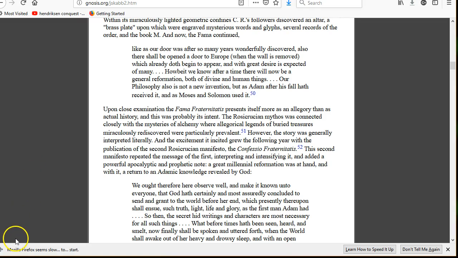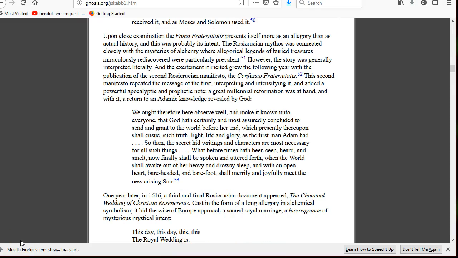Upon close examination, the Fama Fraternitatis presents itself more as an allegory than as actual history, and this was probably its intent. The Rosicrucian mythos was connected closely with the mysteries of alchemy, where allegorical legends of buried treasures, miraculously rediscovered, were particularly prevalent. However, the story was generally interpreted literally, and the excitement it incited grew the following year with the publication of the second Rosicrucian manifesto, the Confessio Fraternitatis. This second manifesto repeated the message of the first, interpreting and intensifying it, and added a powerful apocalyptic and prophetic note. A great millennial reformation was at hand, and with it a return to Adamic knowledge revealed by God.